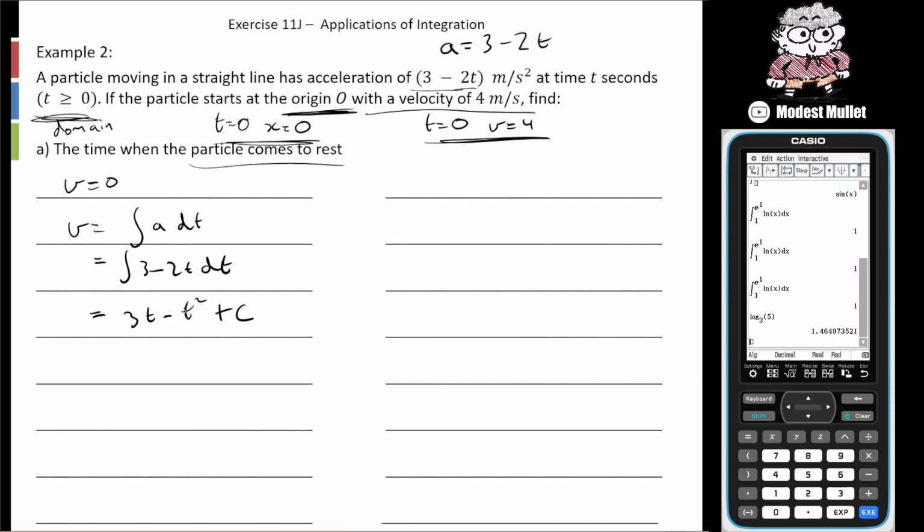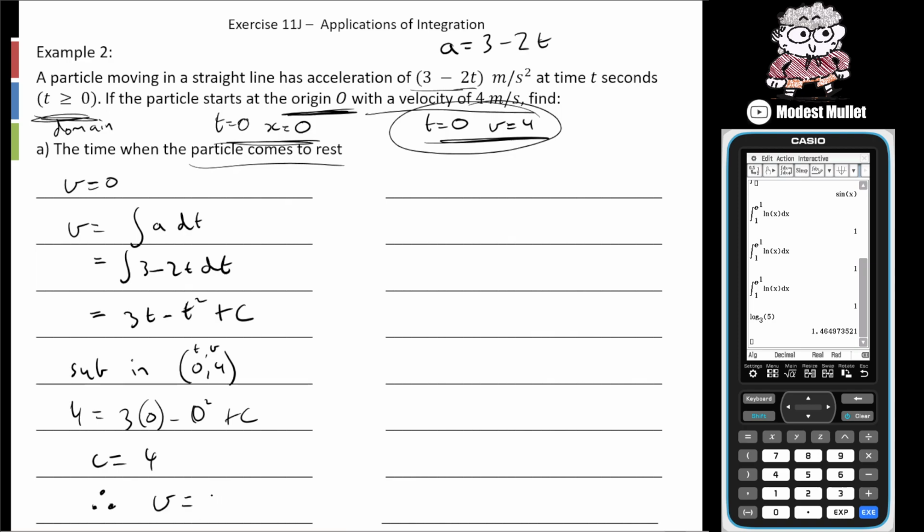Okay, and this is why we need to be careful. We have our plus c. So how do we find that? Well, we were told when time is equal to 0, velocity was equal to 4. So I'm going to sub in 0, 4. That's our time, that's our velocity. So we get 4 is equal to 3 by 0, minus 0 squared plus c. So it is obvious that c is equal to 4. Now we have the proper equation for velocity, which is 3t minus t squared plus 4.